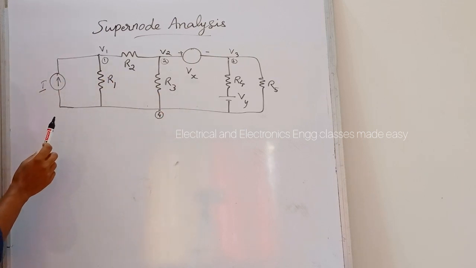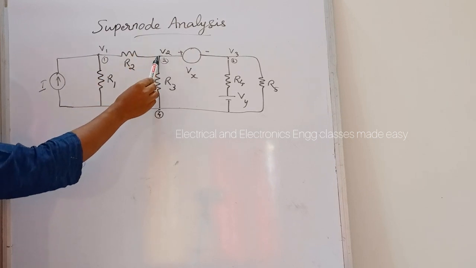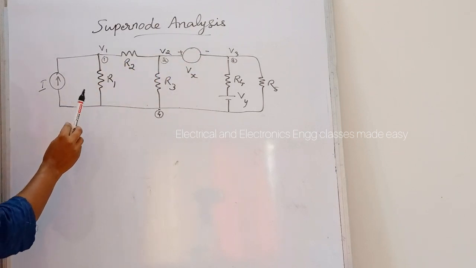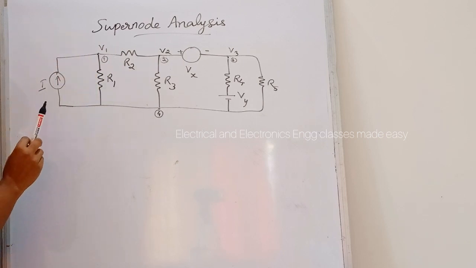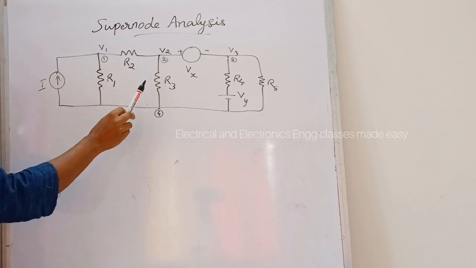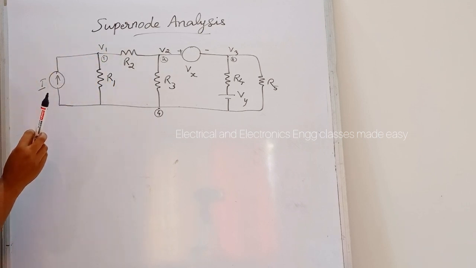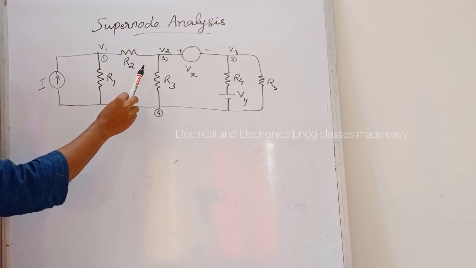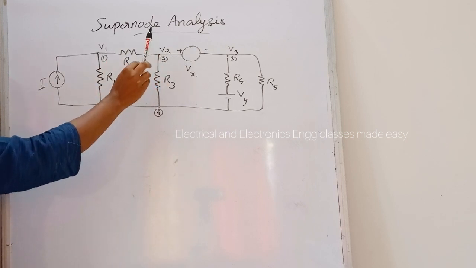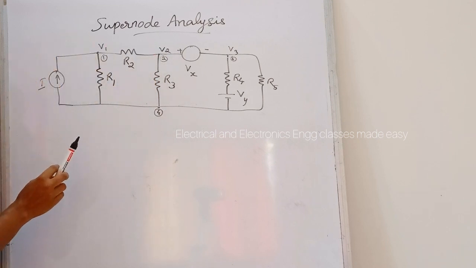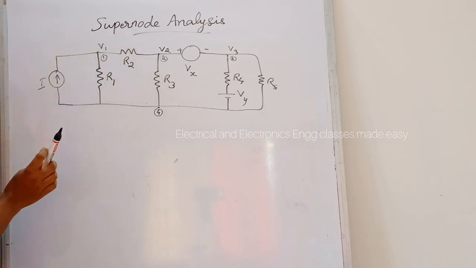So, consider this network. Here there is a voltage source between these two nodes. In that case, the nodal analysis is difficult to apply. To overcome that, we will apply supernode analysis. If any of the branches in the network has a voltage source, then it is slightly difficult to apply the nodal analysis. To overcome this difficulty, we apply the supernode technique.